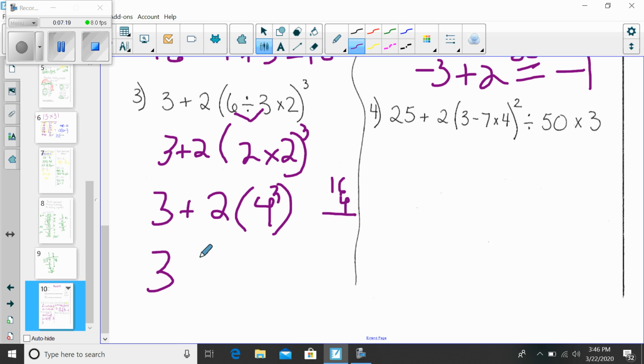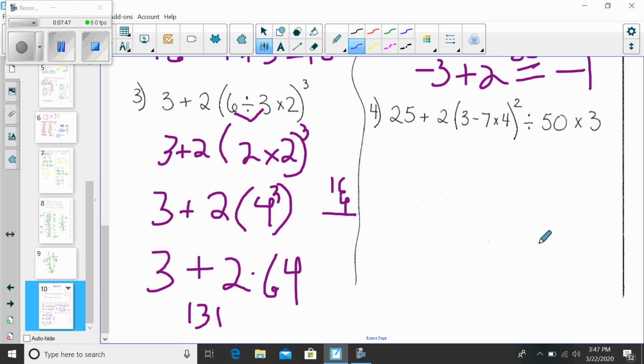Right? And again, it's so tempting, you see this 3 plus 2, it's so tempting to say 5, right? Oh, 3 plus 2, 5, and then 5 times 64. But that would be incorrect, right? I have to multiply. This is multiplication, this is addition. Multiplication comes first. 2 times 64 is 128, right? 128 plus 3 is 131.